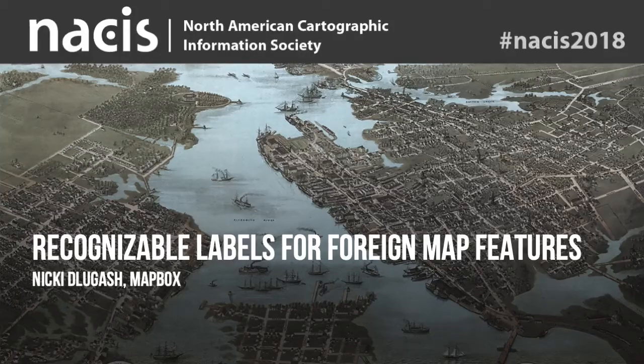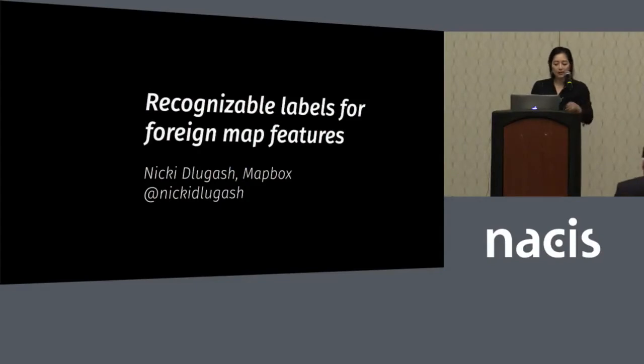Everyone, thanks for coming. My name is Nicki, and I work for Mapbox, and I'm going to be talking today about recognizable labels for foreign map features. What I mean by that is, if you're looking at a map in a region where the local language is different from your own native language, how would you want this map to be labeled?